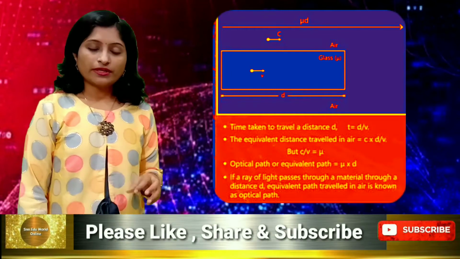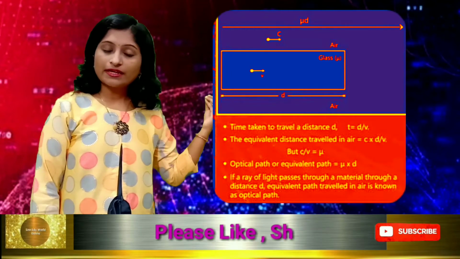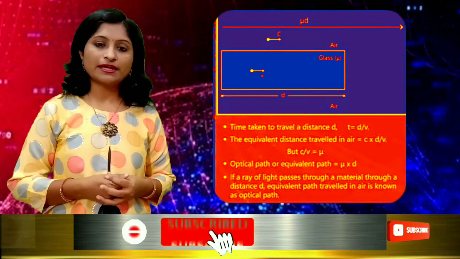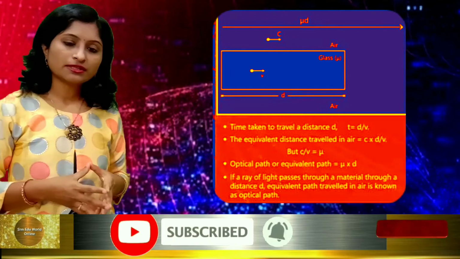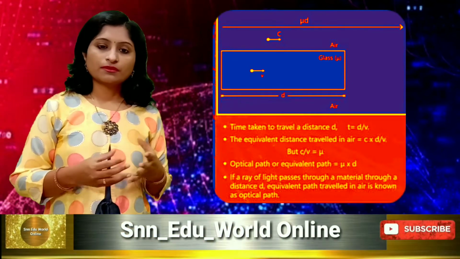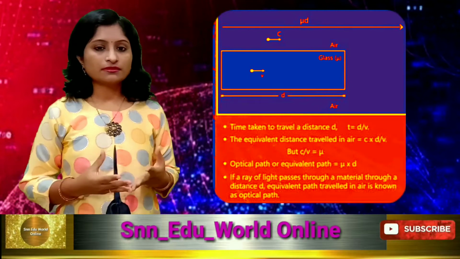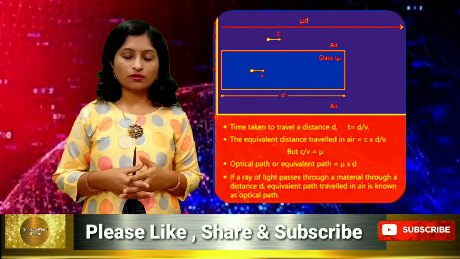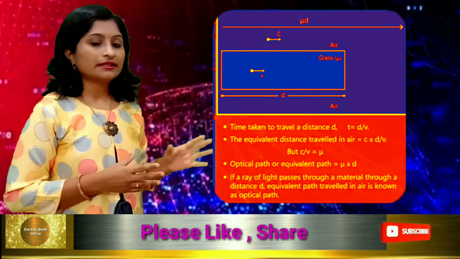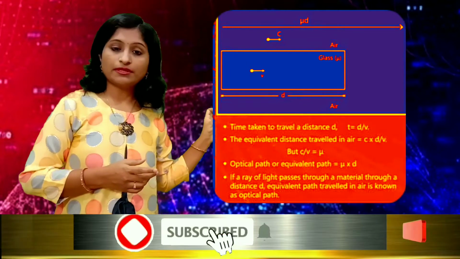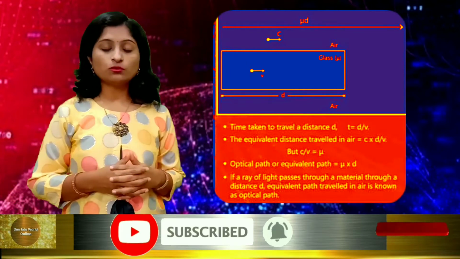Okay, so when we consider the similar time, in time t the distance in the medium is v into t, which is displacement d. Similarly, in the air it will be c into t, which is the displacement in the same time. That is the optical path we are having. Okay, so in this way we get that the optical path can be written as mu into d.